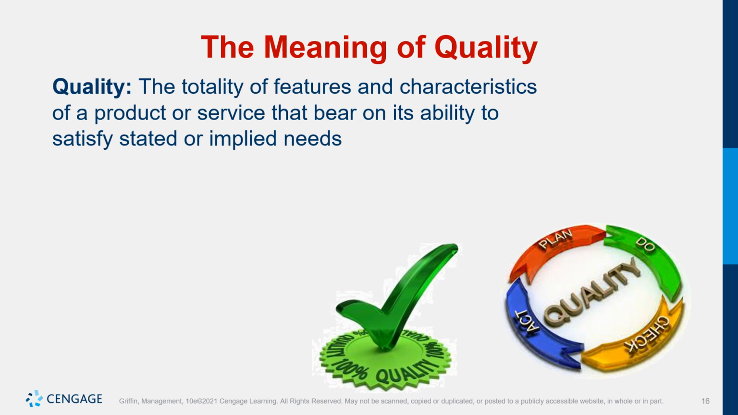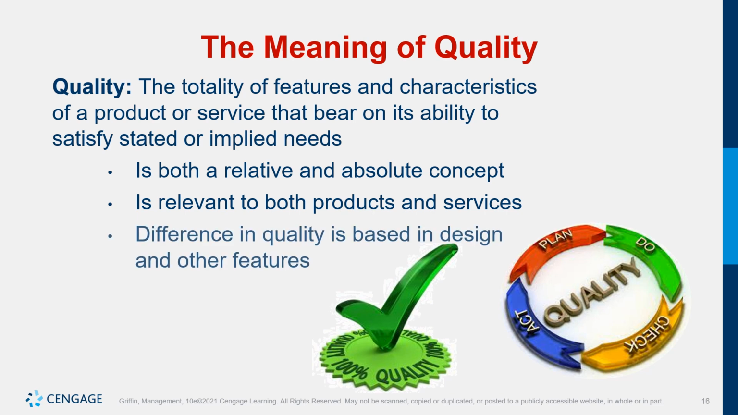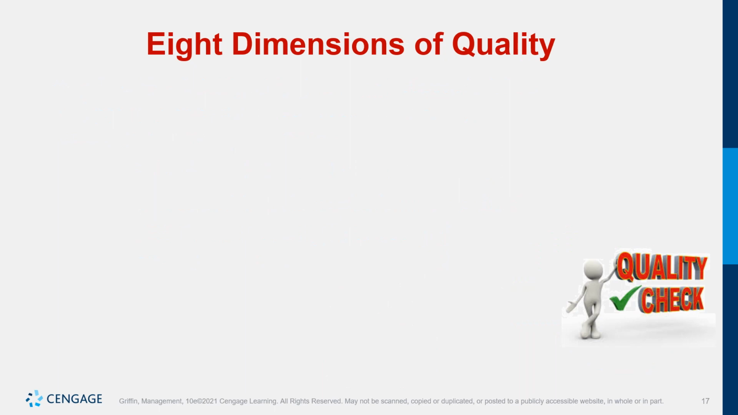The meaning of quality. Quality is the totality of features and characteristics of a product or service that bear on its ability to satisfy stated or implied needs. Quality is both a relative and an absolute concept. Quality is relevant to both products and services. The difference in quality is based in design and other features. There are 8 dimensions that determine product quality.